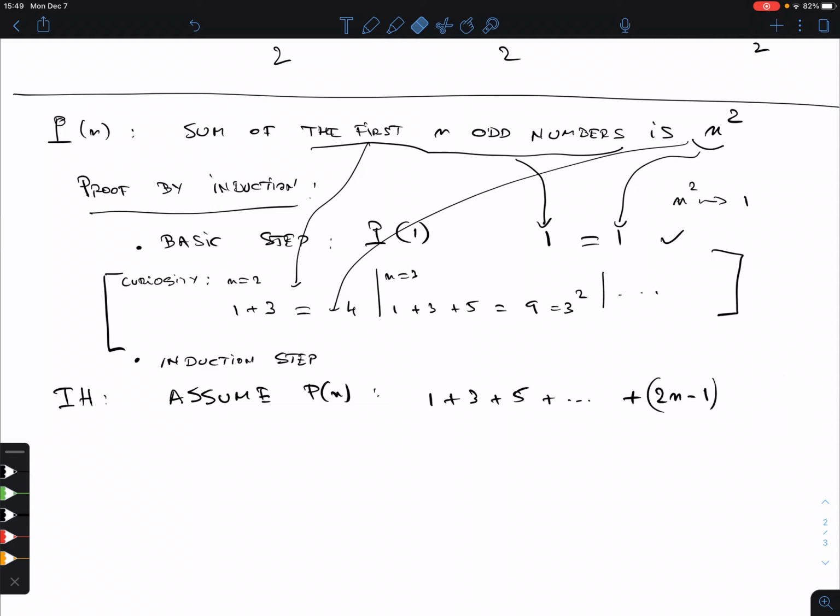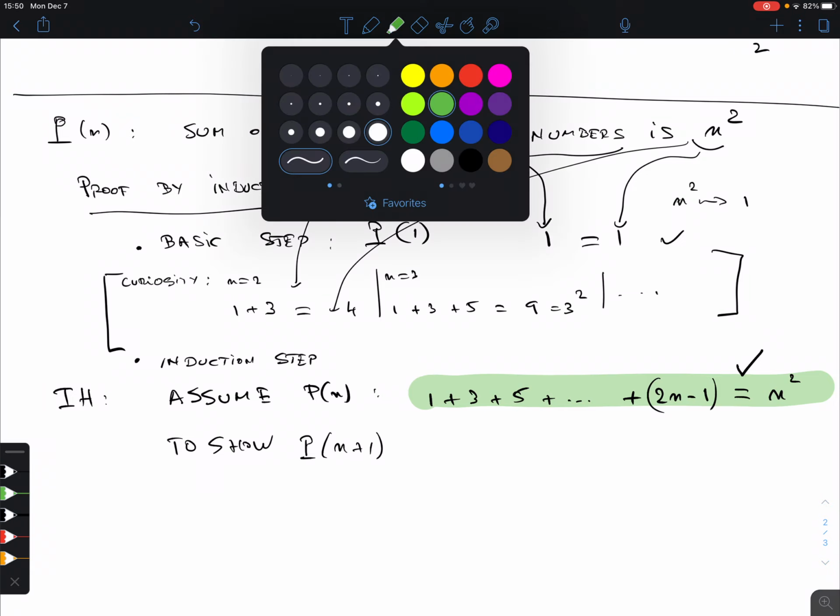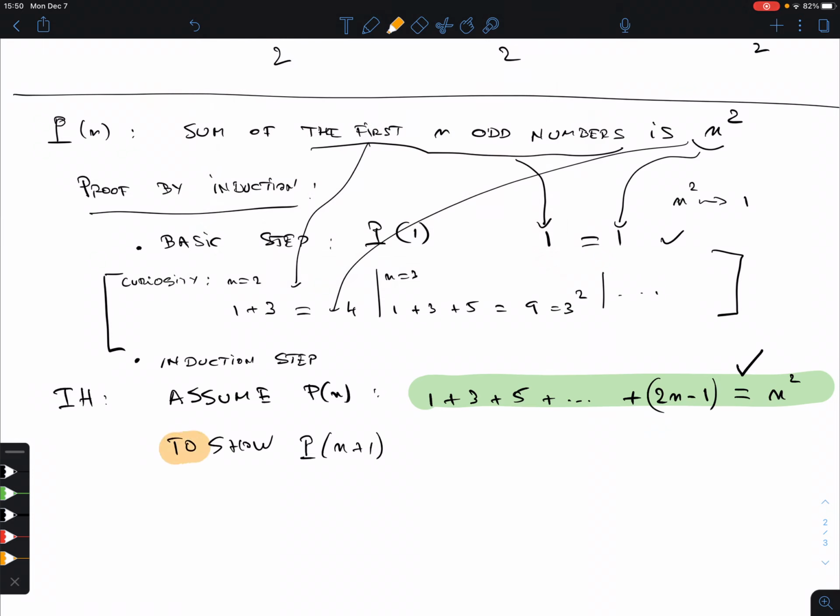And the claim is that this is equal to n squared. Okay, and it's the induction hypothesis. We assume that this is true. To show, we need to prove that the same is true if we replace n by n plus 1 in this expression, in this formula. So this is what we need to show.